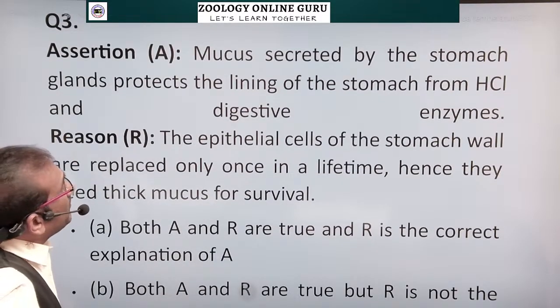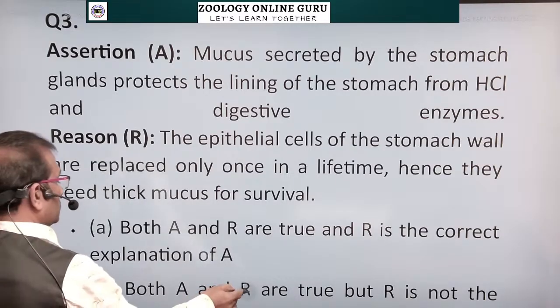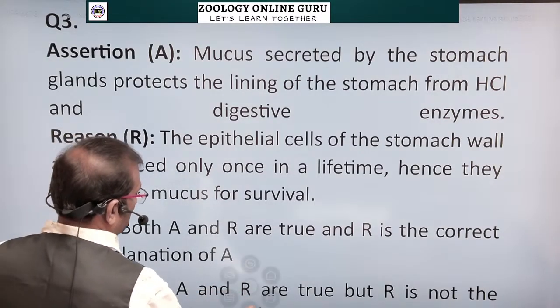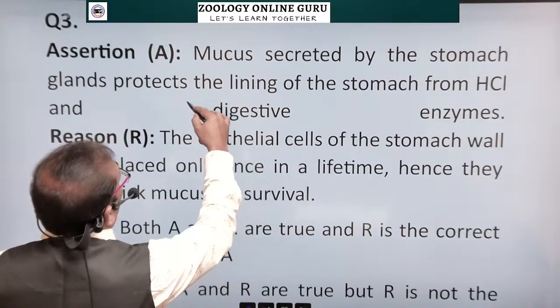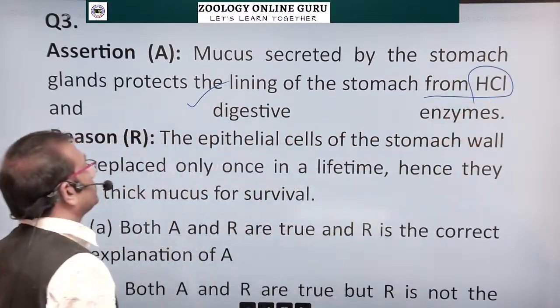Mucus secreted by the stomach glands protects the lining of the stomach from the HCl and digestive enzymes. Yes. So the work of mucus is protection of the stomach from the HCl. Yes, definitely, this is correct.